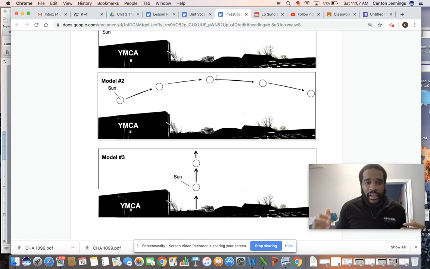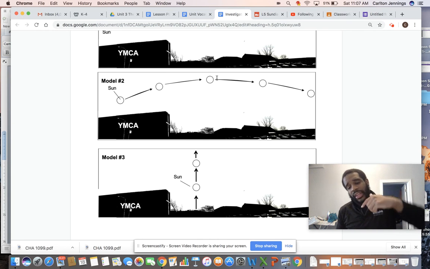It'll never be sunset. So I know that model two is the best answer. It is the correct answer because it shows the sun going in an arc-like way across the earth. So it'll show sunrise when it comes up, and then it'll show sunset when it goes down.